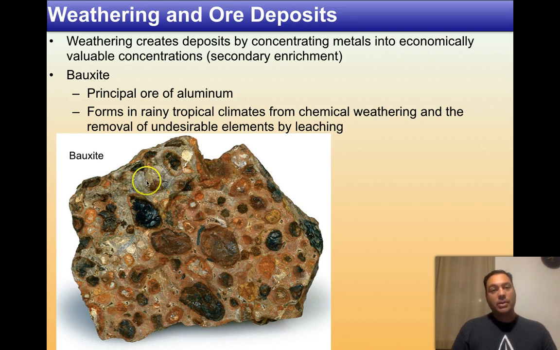And so you get a mineral or a rock called bauxite. It's actually a mineral, and it's the principal ore of aluminum. It's aluminum oxide, and it's found in rainy tropical climates from chemical weathering and the removal of undesirable elements by leaching. So this is right out of what you would consider the E horizon. And this is where we get our aluminum from to make all of our aluminum products. There are other sources of aluminum as well. Bauxite is the most economical way to do it.